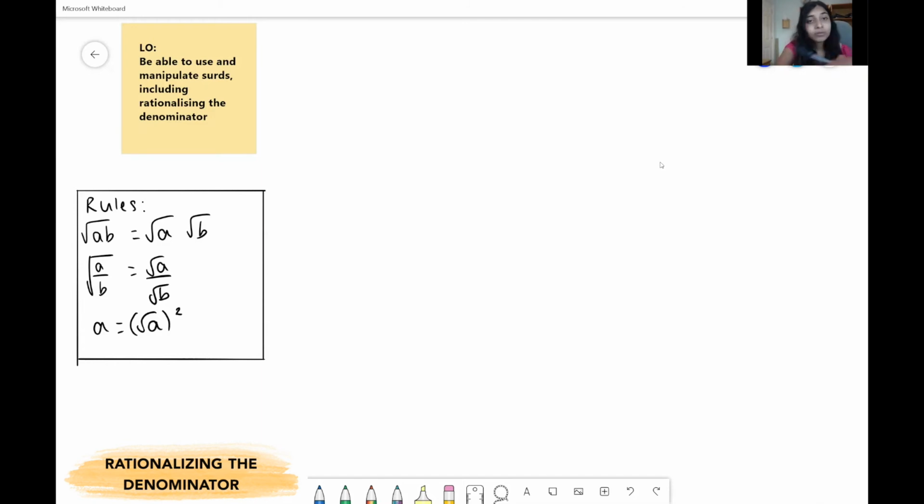So for example, let's say you have 1 over 1 plus root 2. To rationalize that, you want to get rid of the root 2 at the bottom and make that a whole number. To do this, you need to multiply the top and the bottom by the same expression in order to get rid of the surd. One way you could do this is by multiplying each bit by root 2.